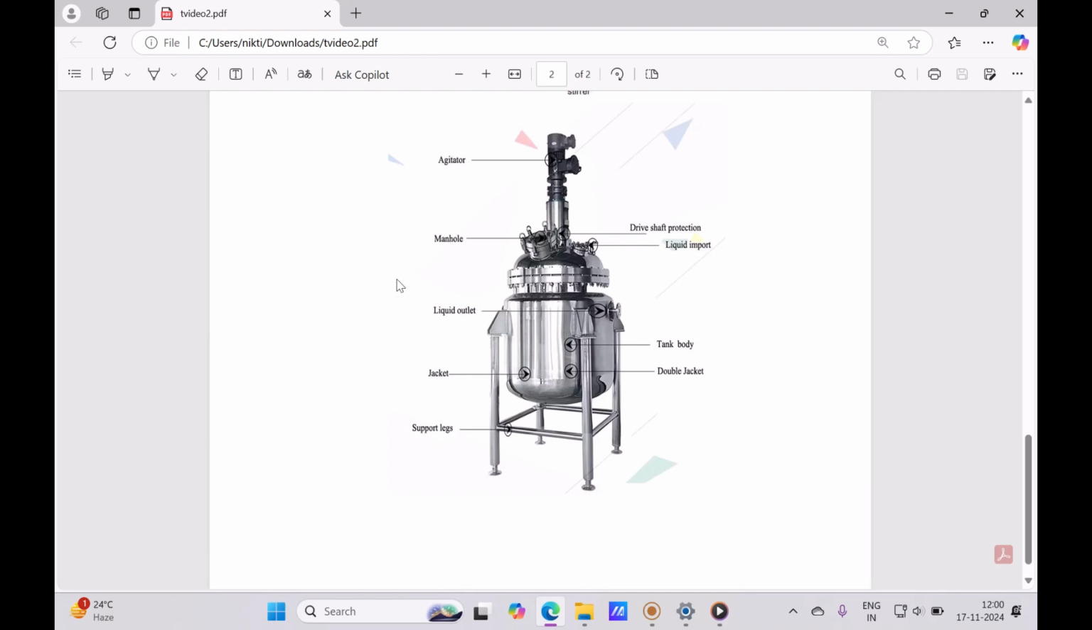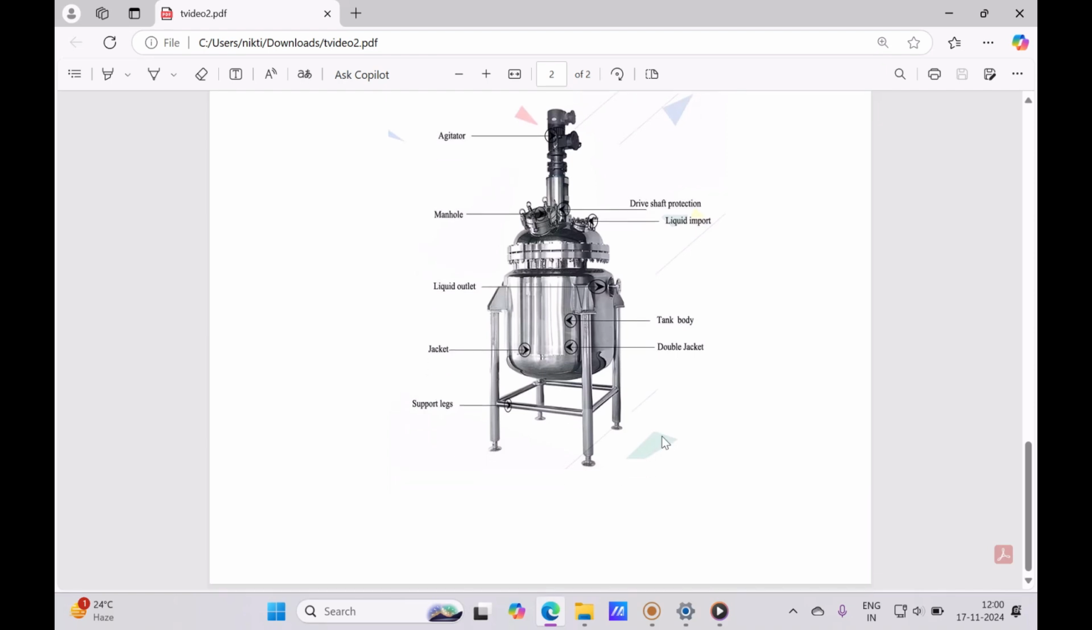It is featured with an agitator, a manhole, a liquid inlet from where the reactant will be fed, drive shaft protection, a liquid outlet for the product outlet from the reactor, and a jacket is provided for thermal management. The tank body is made of stainless steel and support legs are provided to support the reactor.